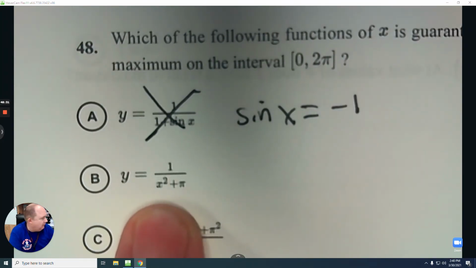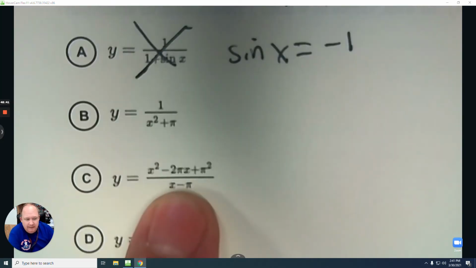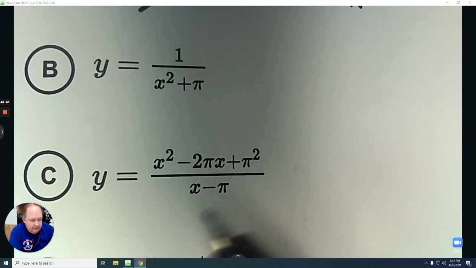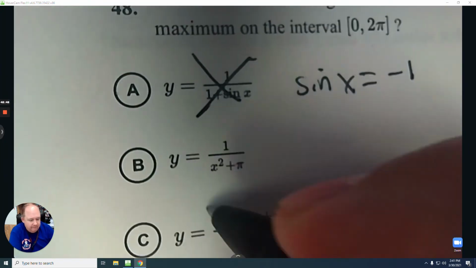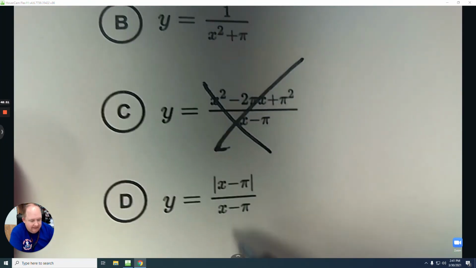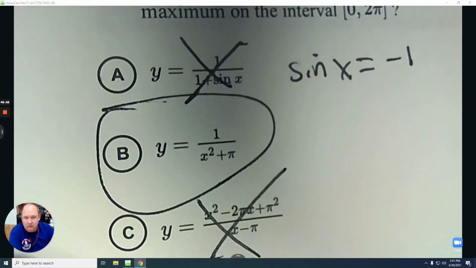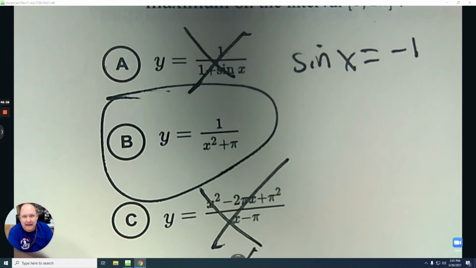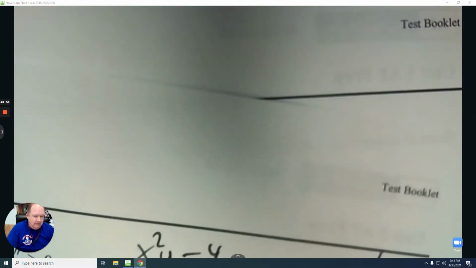X squared plus pi. Is there any value here that would make this undefined at all? I don't think of any. What would make this one undefined? So if I look here, pi would make it undefined. That's in my interval? And then D, again, pi would make it undefined. So the only one that's continuous, that guarantees a maximum value somewhere because it's continuous, is B. And that's the answer. Number 49.